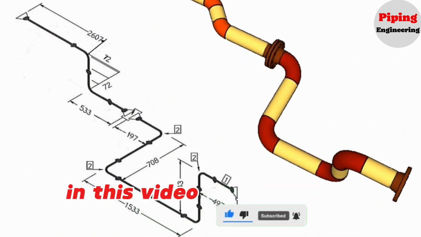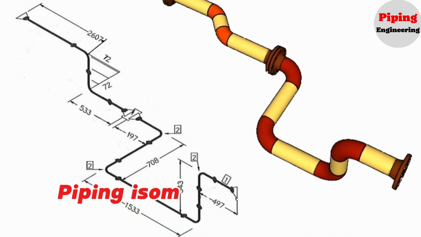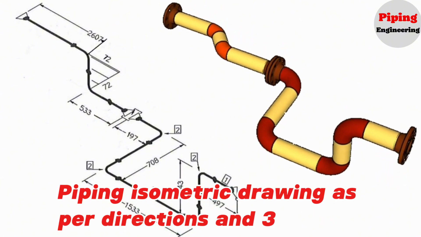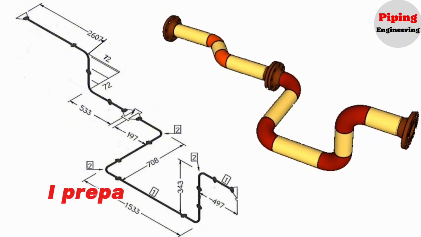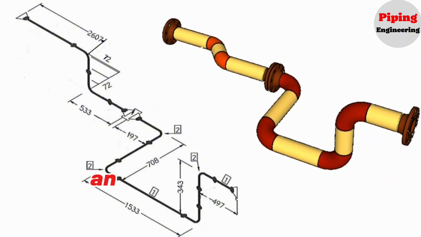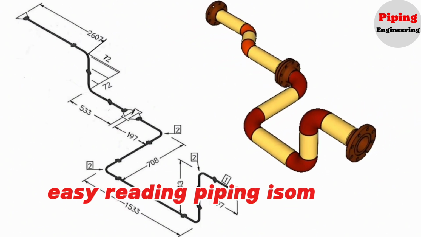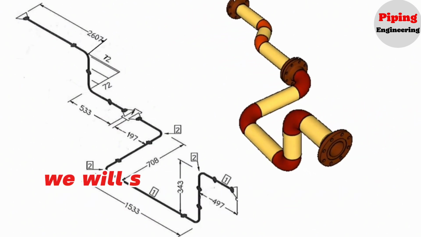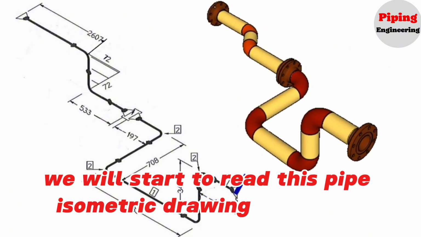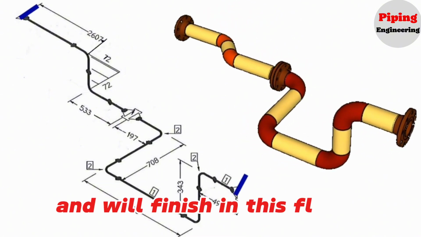In this video, we will learn correct reading piping isometric drawing as per directions and 3D model. I prepared a 3D model of this pipeline and put the 3D model together with the pipe drawing for you, for easy reading piping isometric drawing. We will start to read this pipe isometric drawing from this flange and will finish in this flange.